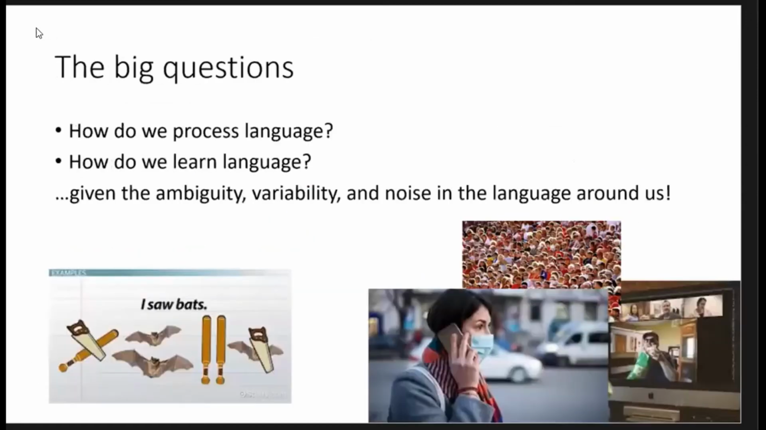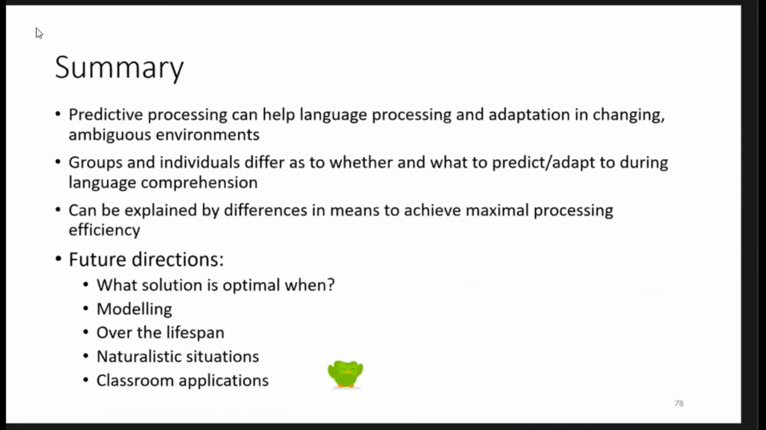Okay, so let me wrap up. So the big questions are like, how do we process and learn language? One proposal is predictive processing might help, although the relation is not that straightforward. So groups and individuals differ as to when they predict what. And one explanation might be in terms of utility.